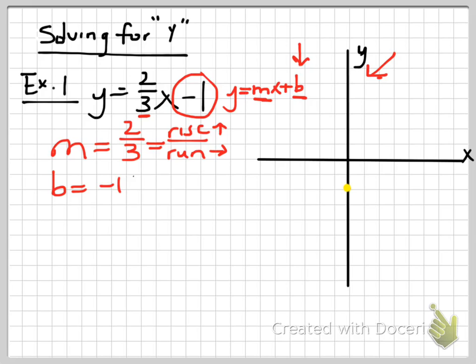Okay, and then I'm going to count my rise. I'm going to go up 1, 2, that's my rise, and I'm going to run 1, 2, 3, and then I'm going to put another point. So now I have 2 points. I can draw a line.